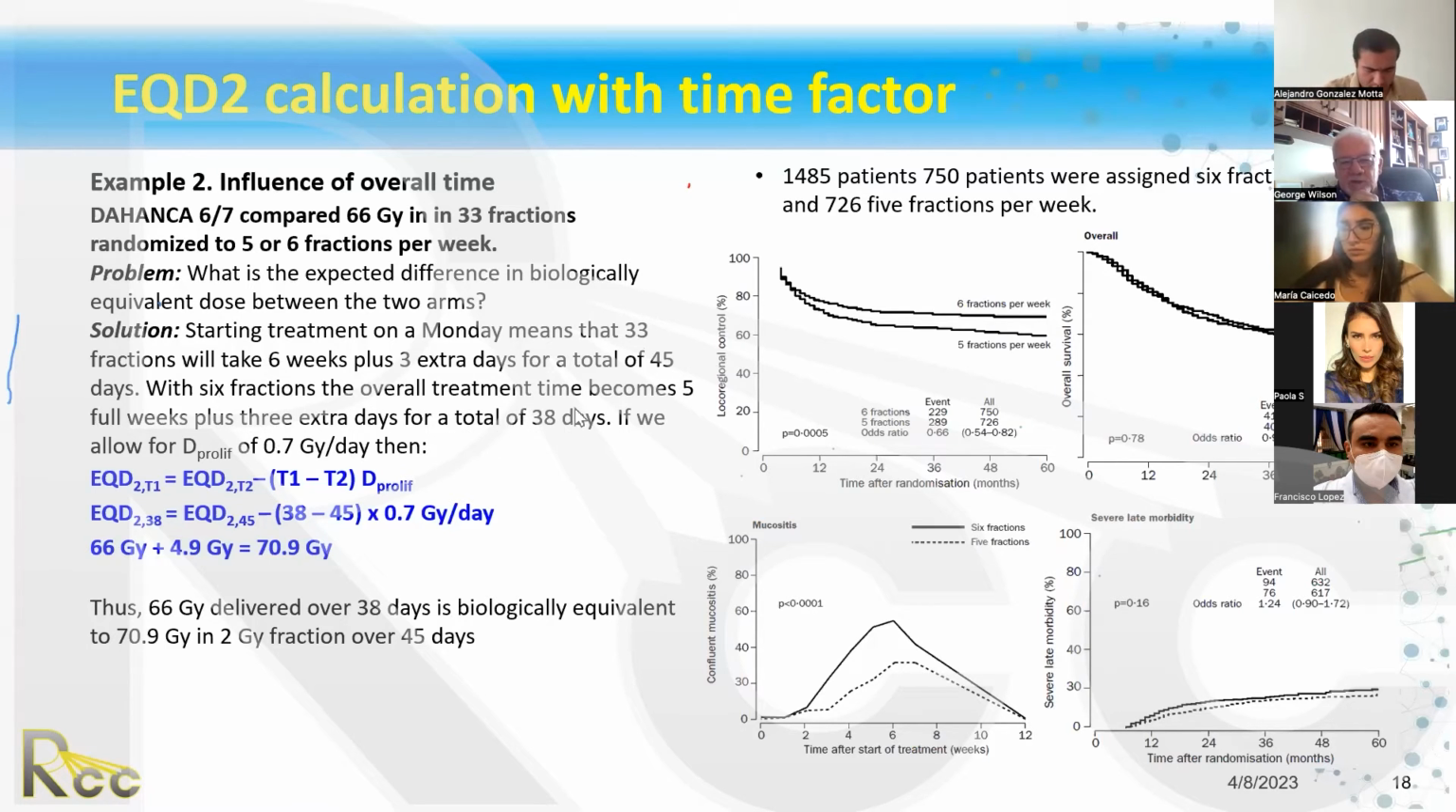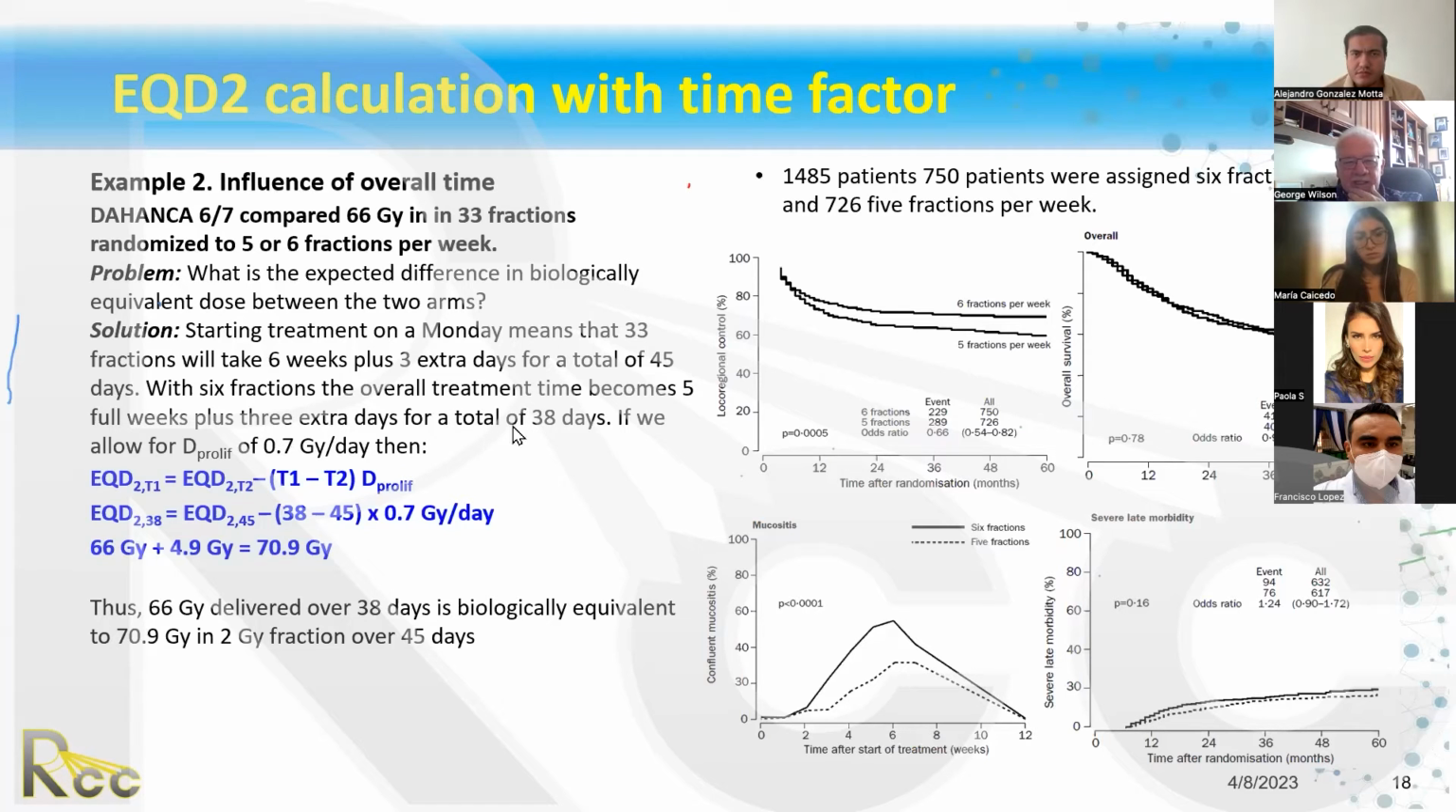And this gives us a total of 38 days. So we've now reduced the overall treatment time by accelerating in 6 fractions instead of 5. Again, we know that head and neck is a rapidly proliferating tumor, and so we have to put in one of these K factors for loss of the treatment. And so we're going to assume it's 0.7 gray per day, which means that for the longer treatment time, we're going to lose some dose. For the shorter treatment time, we're going to gain some dose.